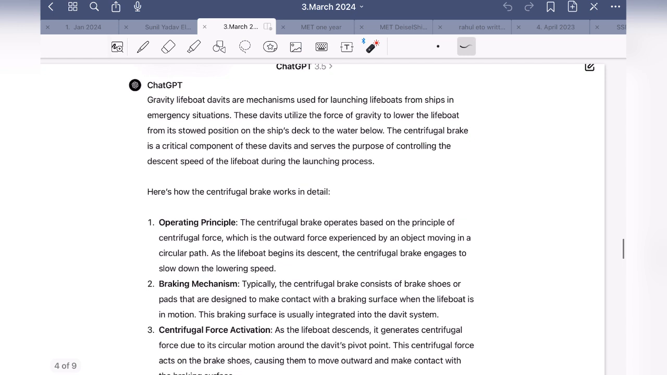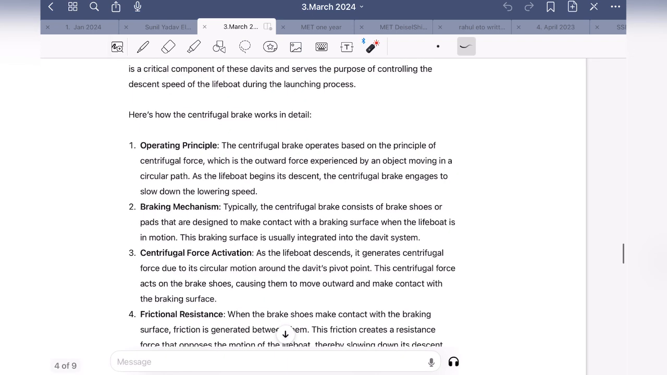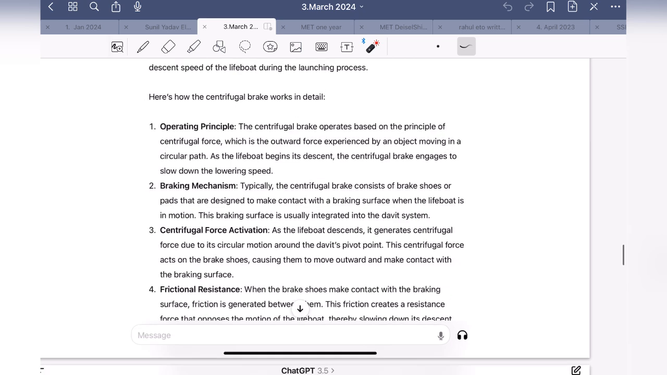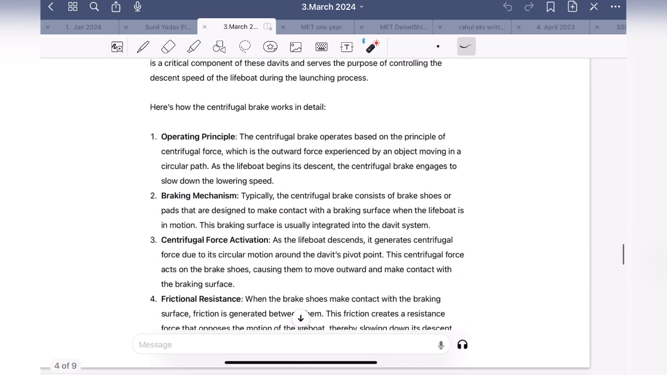First option, gravity lifeboat davits are a mechanism used for launching lifeboats from ships in emergency situations. These davits utilize the force of gravity to lower the lifeboat from its stored position on the ship's deck to the water below. The centrifugal brake is a critical component of these davits and serves the purpose of controlling the descent speed of the lifeboat during the launching process. Let's understand how this centrifugal brake operates. You don't have to write this much of an answer, just pick up one or two lines from each point.